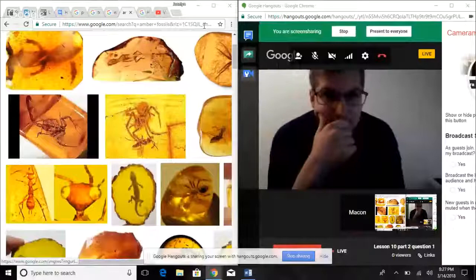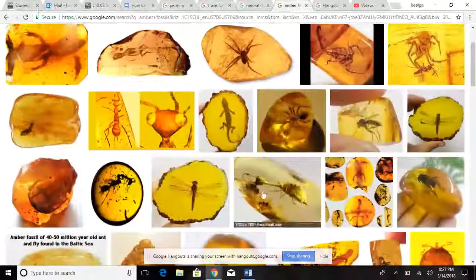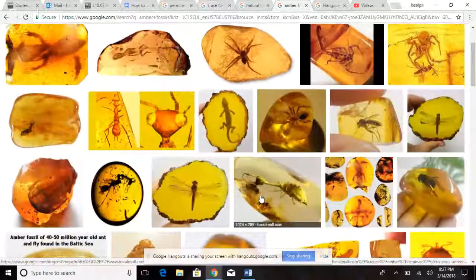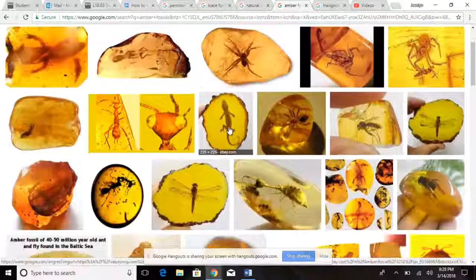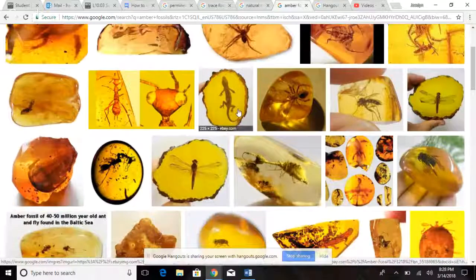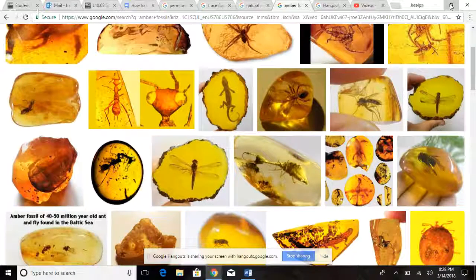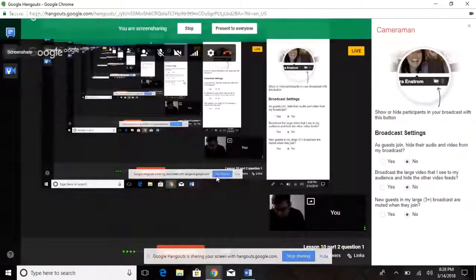Okay, so here's some amber, and this is like the best way to fossilize something because it's pretty much a full organism that's just stuck in some amber, in some plant resin, and it just helps fossilize things. And freezing is the same way.